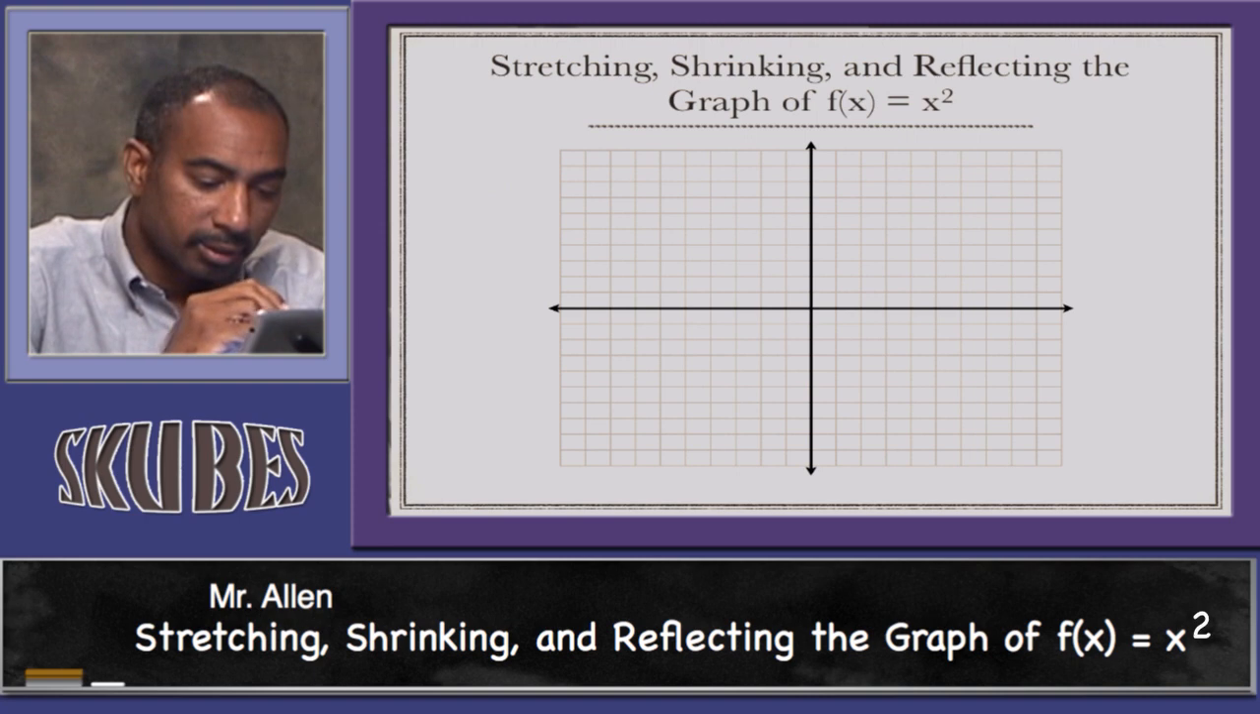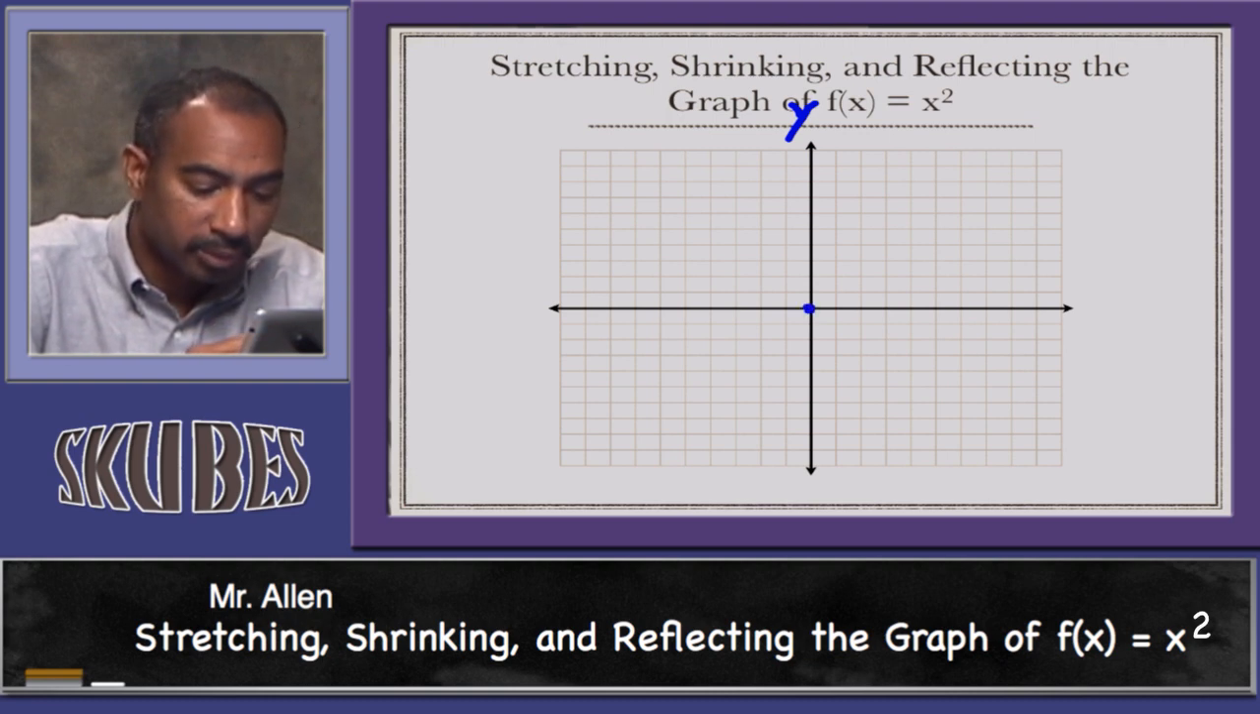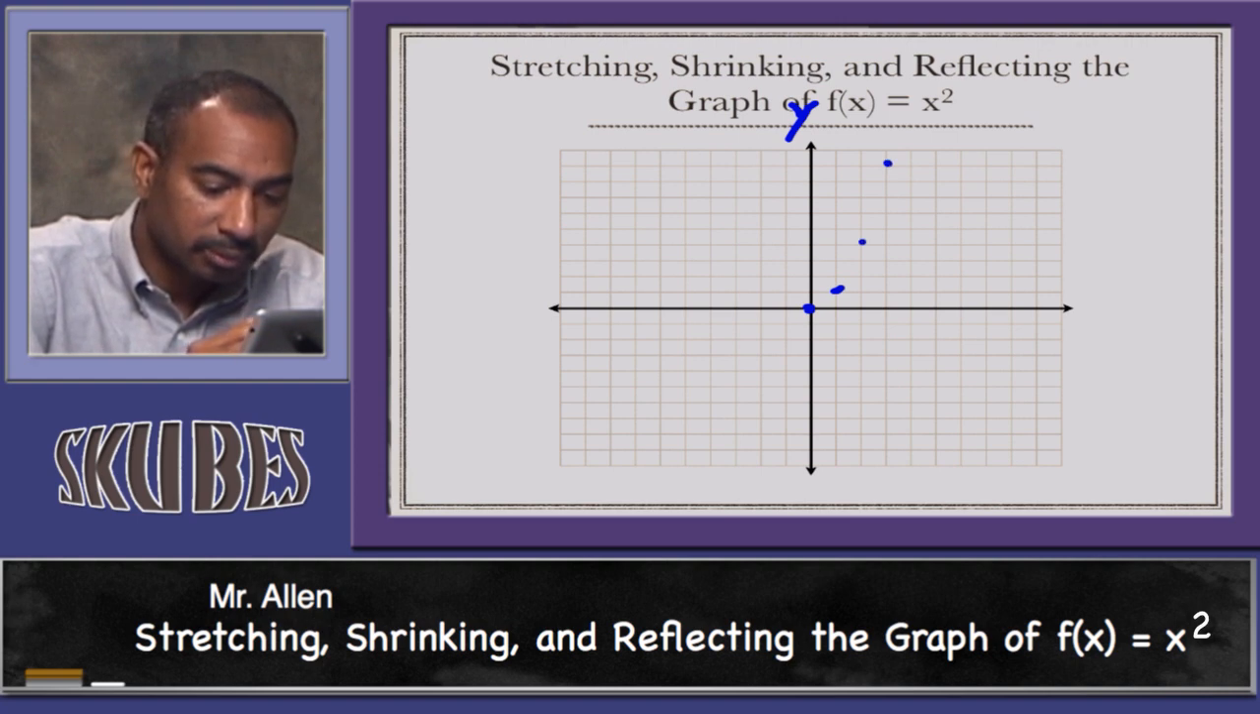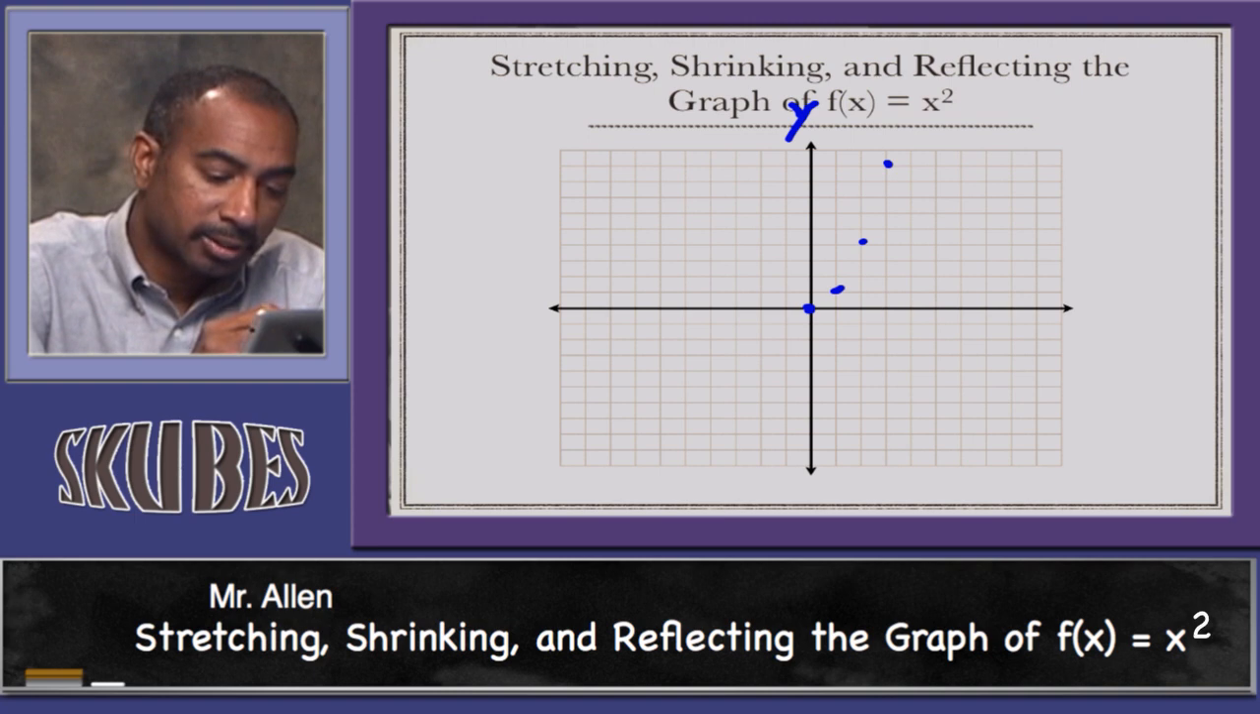All right. On this one, we know that the y-axis is my line of symmetry. So I could try 0, 0, 1, because 1 squared is 1, and 2 squared is 4. Go up 1, 2, 3, 4. And 3, I go up 9. But notice it's just half of the graph.